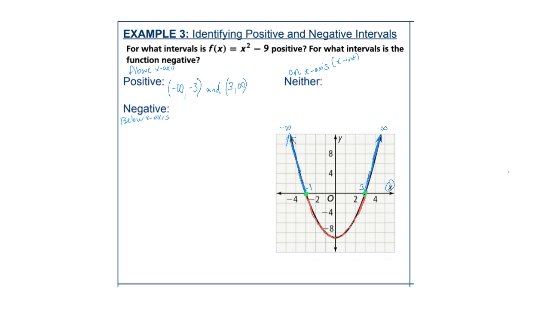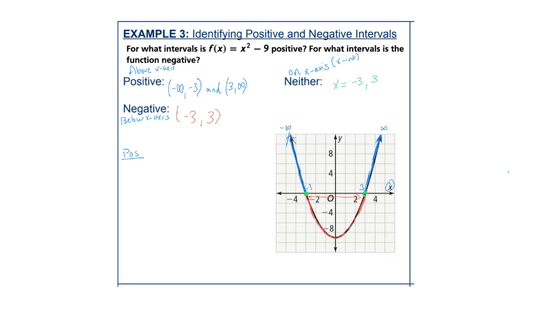Where is it negative? Well, starting at -3 right here, and then all the way to +3. So -3, +3. Okay, and then last is neither. So that's the x-intercept. So this is at -3 and +3. So x equals -3, +3.